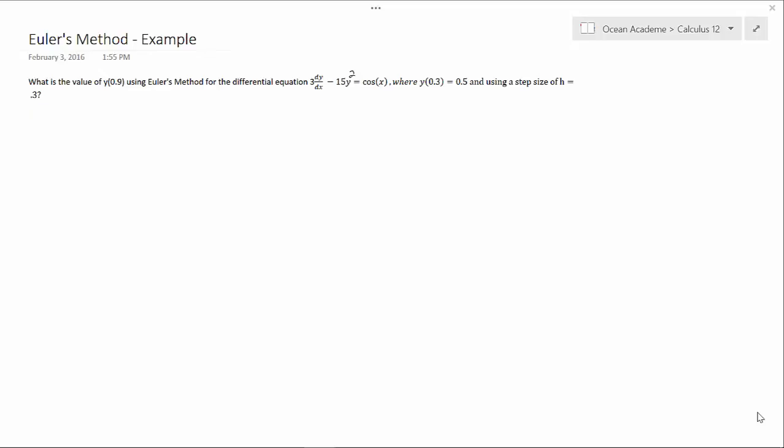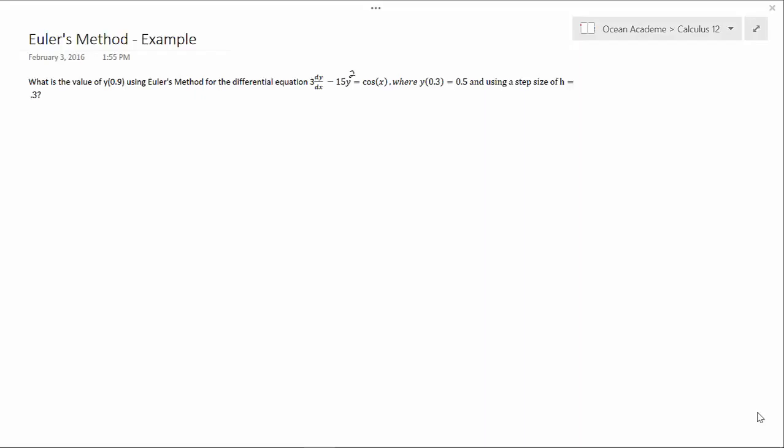Euler's method. Example. What is the value of y of 0.9 using Euler's method for the differential equation 3 dy over dx minus 15y squared equals cos x, where y of 0.3 equals 0.5, and using a step size of h equals 0.3?